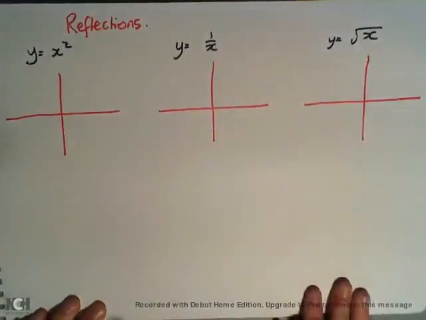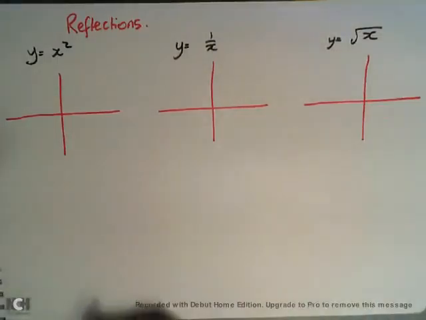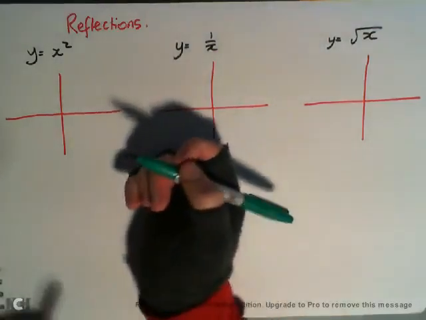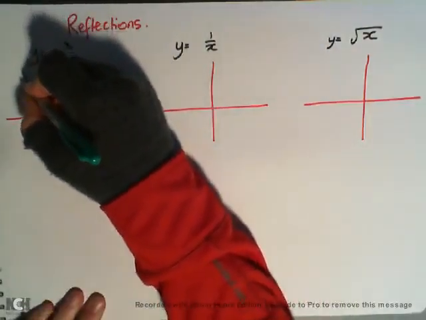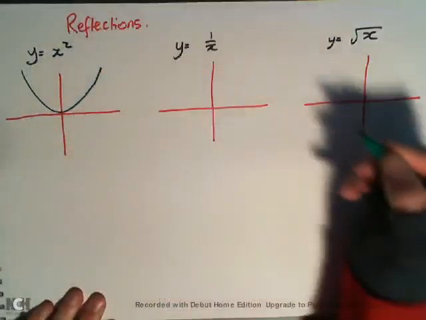Okay, next part is to look at reflections. Now, I've got the same graphs. What happens to them, or what do we do to reflect them? I'm just going to draw in what the graphs look like to start with. So this is going to be in green.